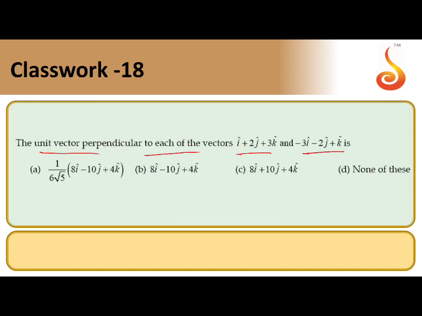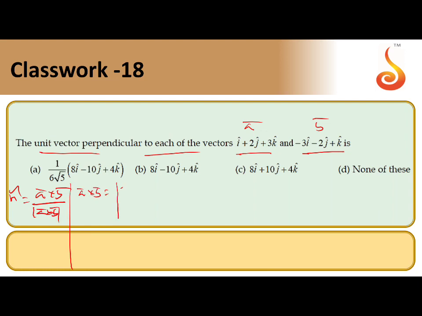Unit vector perpendicular to each of the vectors. We have a formula for the unit vector perpendicular to two given vectors. This is a bar you can take, this is b bar you can take. So n cap is a bar cross b bar by modulus of a cross b. That is the formula. So now our job is to find a cross b.